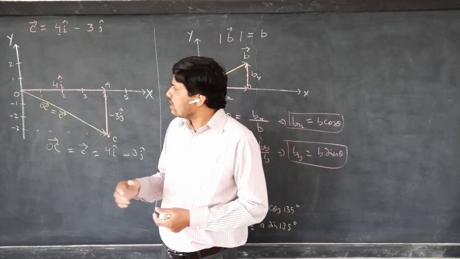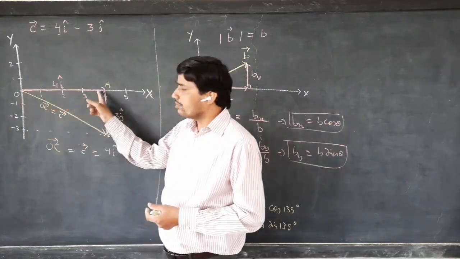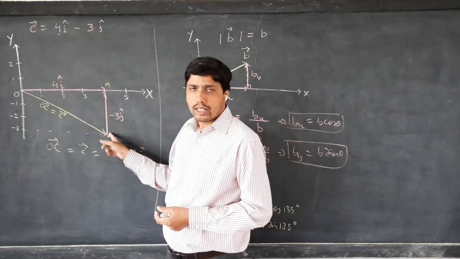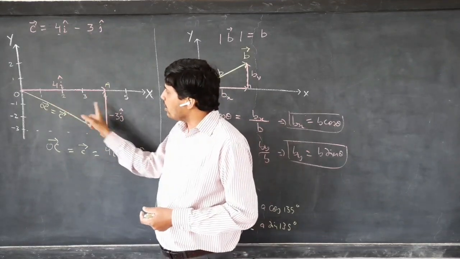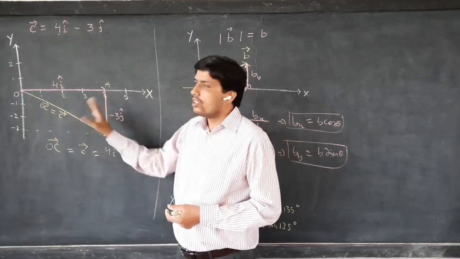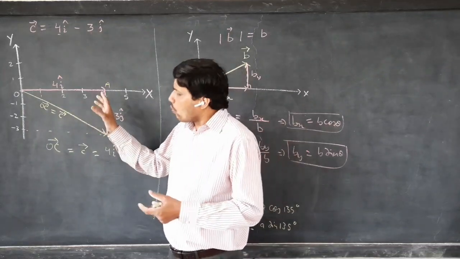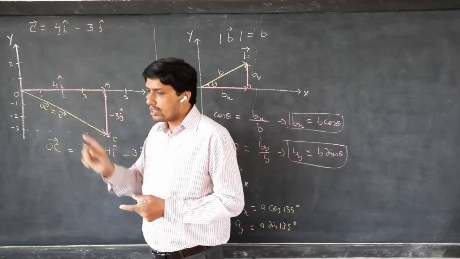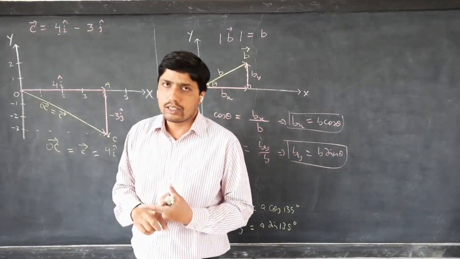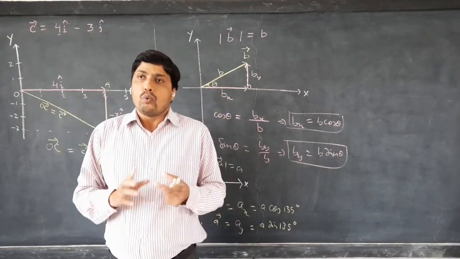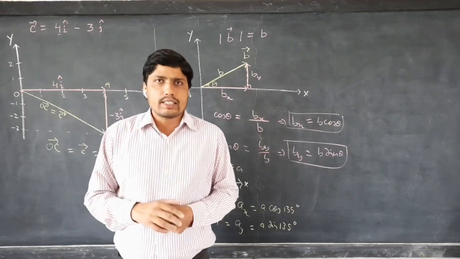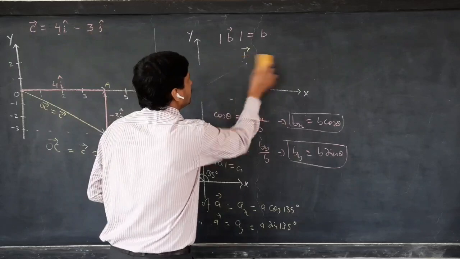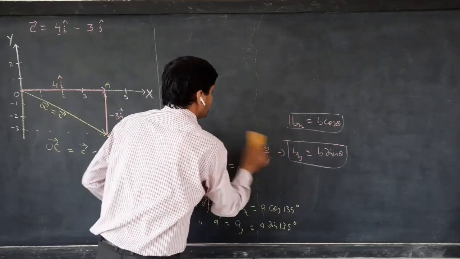In principle, we have already seen that. For example, this is one vector, 4 i cap. This is another vector, minus 3 j cap. And their combined effect is this resultant. So this we have seen. But whatever we have seen so far, both those component vectors were along the x-axis and y-axis. What would happen if they are not along the x-axis and y-axis? That is the general case which I would like to discuss now. So let's see that.